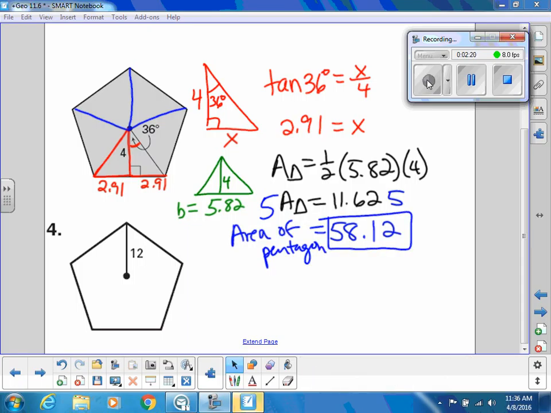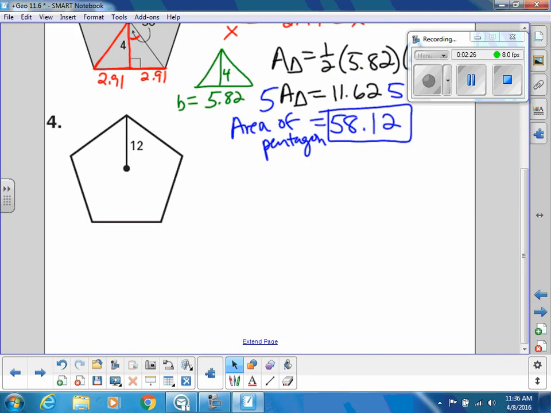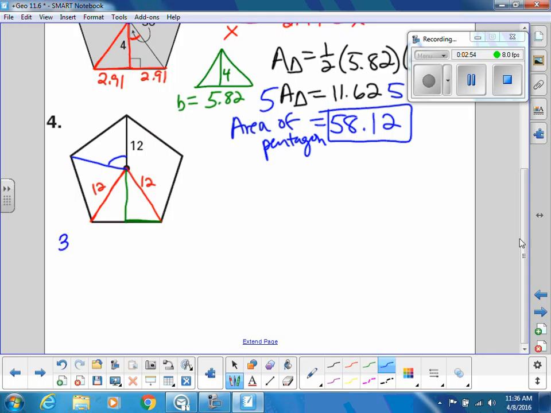All right, so that's doing it a little bit differently. And now we're going to do, again, a pentagon, but we're given a different piece of information. So now we're given the radius, and keep in mind that that means if I draw that, these are 12. Okay, so I don't know the height of that triangle, and I don't know the base of that triangle. But we know that the central angle has to be 360 divided by how many. Remember, there's 5 triangles here, so I've got to do 360 divided by 5.